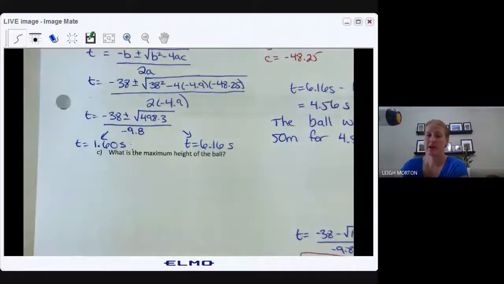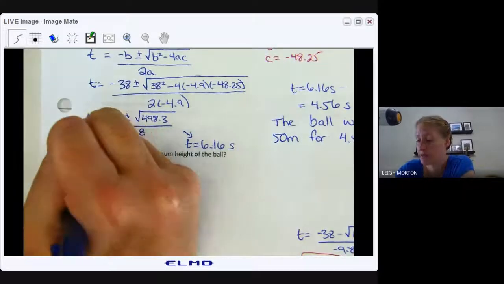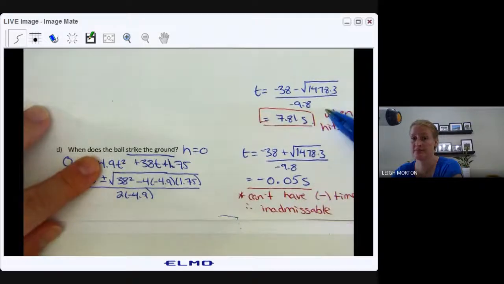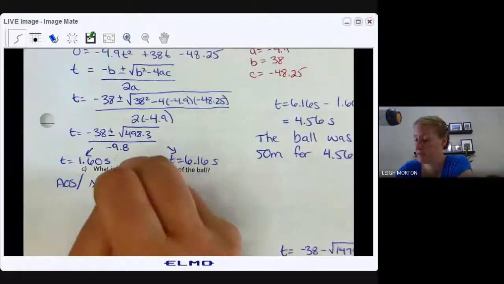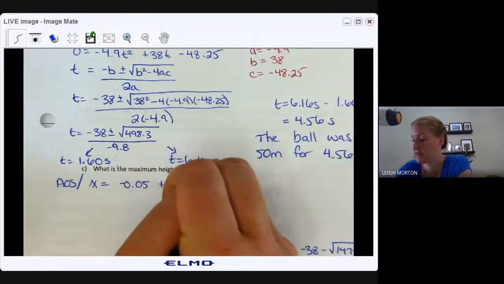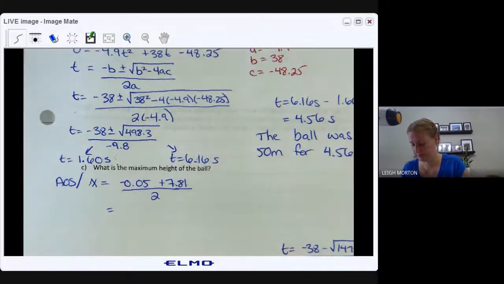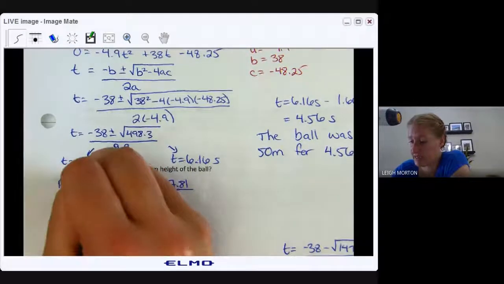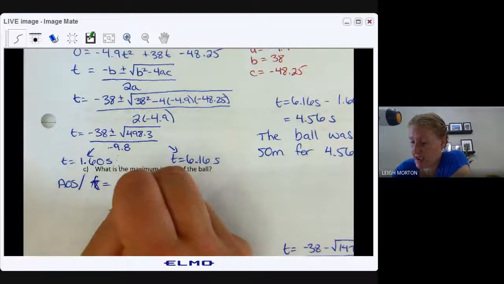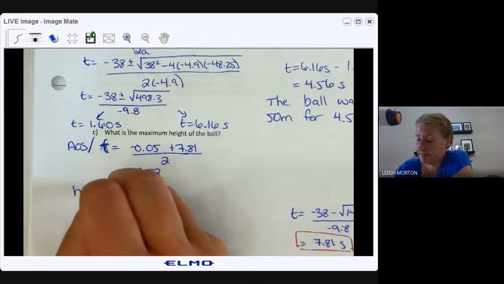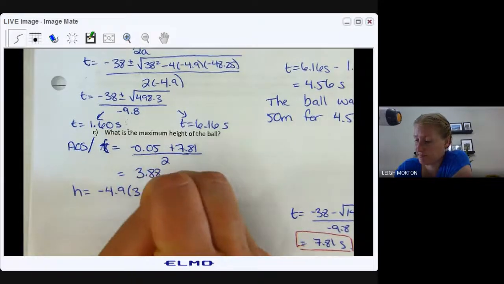So C, what is the maximum height of the ball? Here's why I wanted to do it backwards. First, we're going to find the axis of symmetry. We're going to take the 2 zeros that I just found, add them together, so negative 0.05 plus 7.81, and divide by 2. And I get the x coordinate, or the t coordinate, of the vertex is 3.88. And now I'm just going to sub that in to find the height.